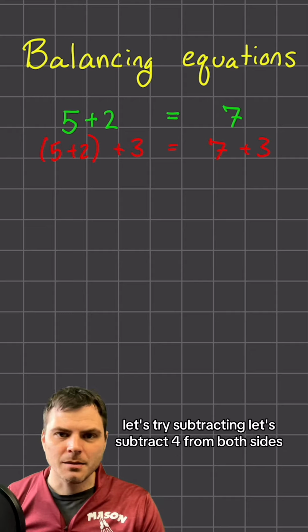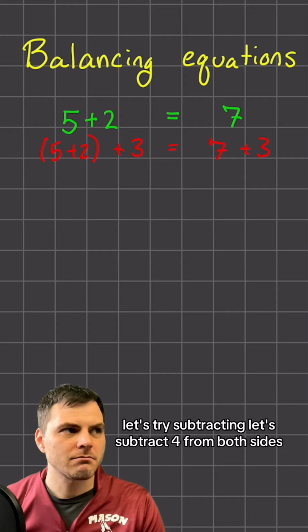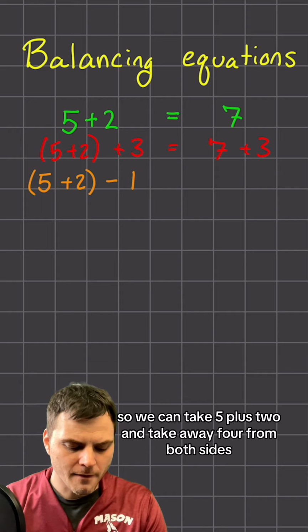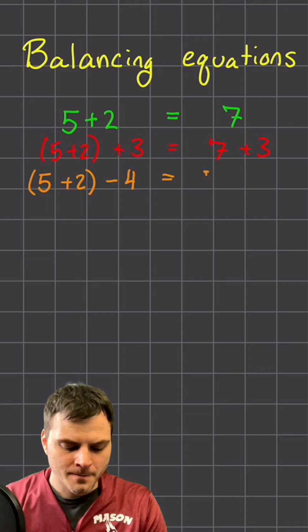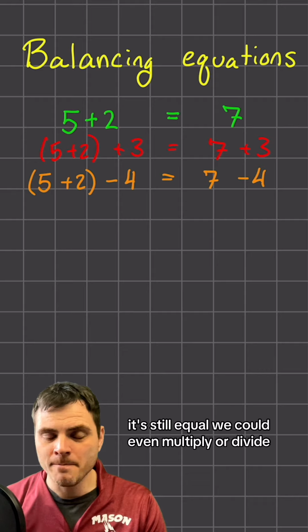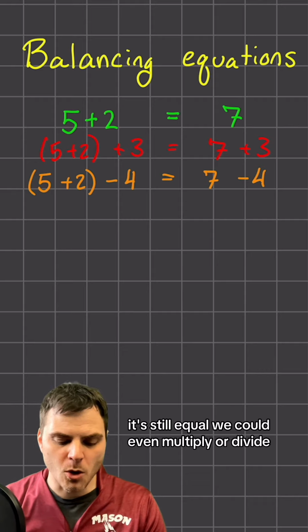Well, let's try subtracting. Let's subtract 4 from both sides. So we can take 5 plus 2 and take away 4 from both sides. And this is still balanced. It's still equal. We could even multiply or divide.